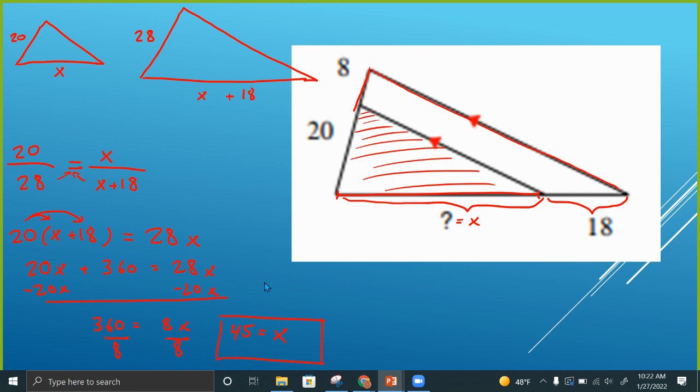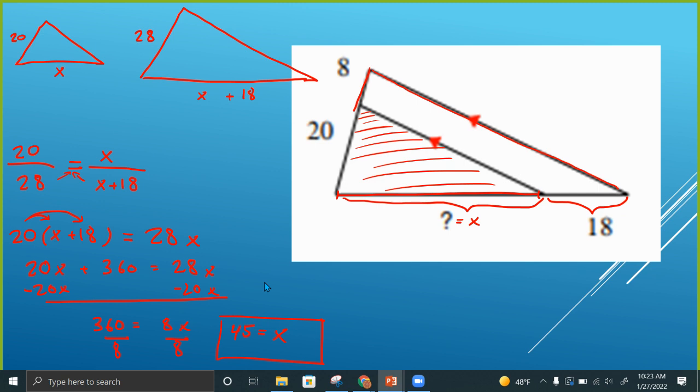Any questions or concerns so far on this idea of proportions? Writing the two equal fractions and then solving for the unknown part. Any questions on how I set up those two triangles, the 20 and x, or the 28 and x plus 18 at the beginning? No. Okay, let's practice before we finish this.